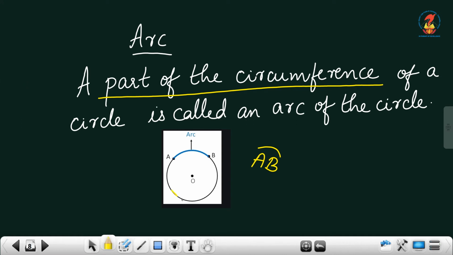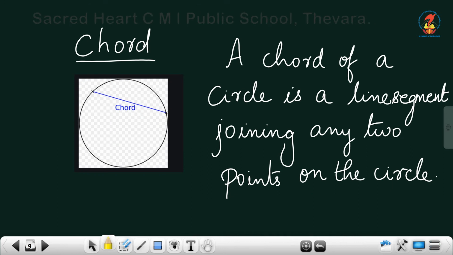In the same way, suppose you mark one arc like this. This is an arc. We can name it CD. CD is an arc here. Okay. A part of the circumference is known as an arc of the circle. What do you mean by arc? A part of the circumference. I hope it's clear.